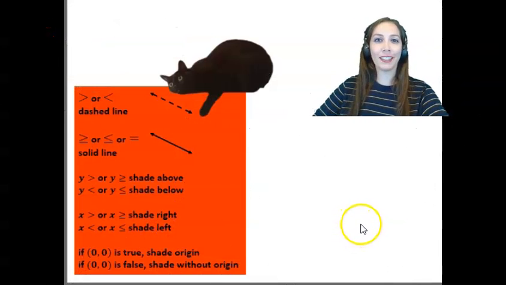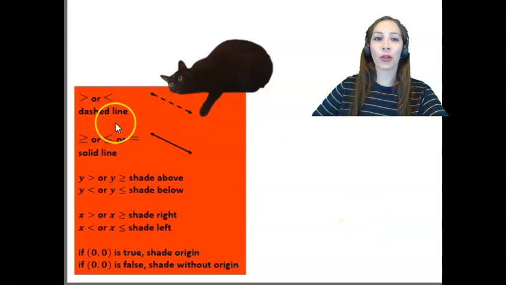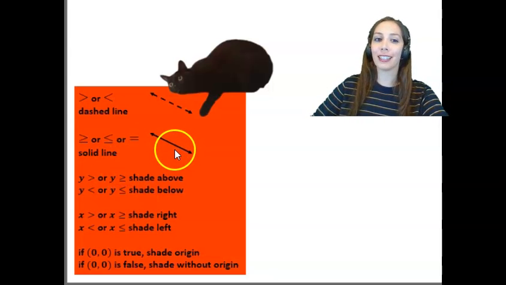Teaching assistant Chloe is here with her latest cheat sheet notes. When you have a greater than or a less than sign, you will draw a dashed line. When you have a greater than or equal to sign, less than or equal to sign, or an equal sign, you will draw a solid line.